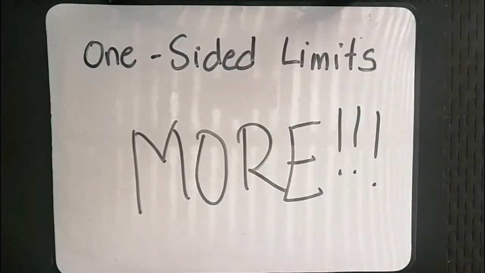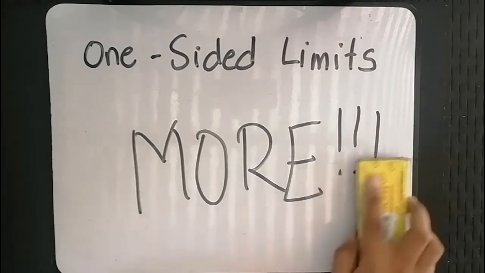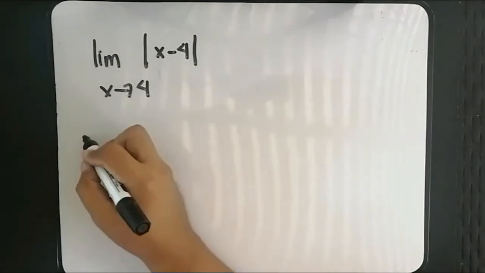Let's have more examples on one-sided limits. One of the applications of one-sided limits is finding the limit of an absolute value. Let's say we wish to find the limit of the absolute value of x minus 4 as x approaches 4.